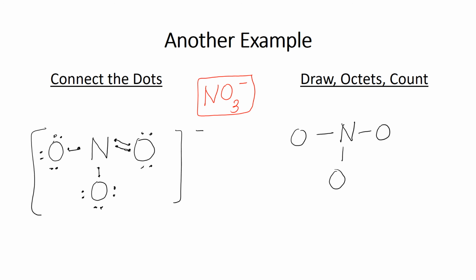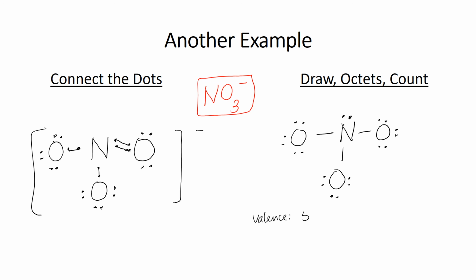Notice the nitrogen has 3 bonds, so it needs 2 more electrons. Each of the oxygens has 1 bond, so they each need 6 more electrons or 3 lone pairs. And so what's correct about this structure that I've just drawn is that it satisfies the octet rule, but unfortunately has the wrong number of electrons. And we'll discover that by counting how many valence electrons we have.